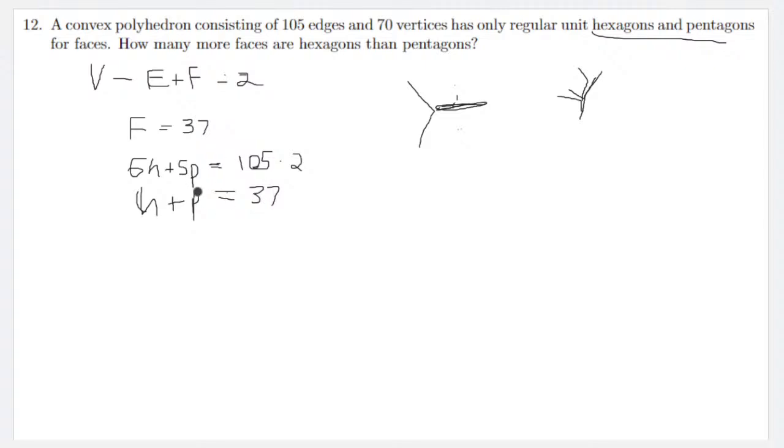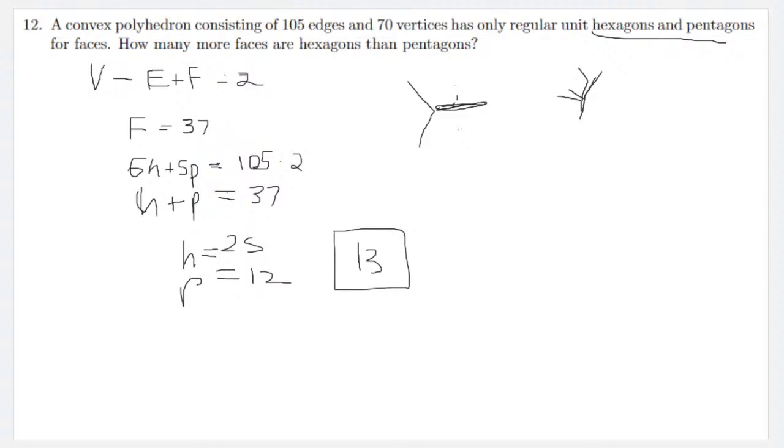So with these systems of equations, we can solve to find that H is 25 and P is 12. So there are 13 more hexagons than pentagons. And in fact, in chemistry, this shape is called the C70 fullerene. If you are curious, it is a very close cousin to the buckyball. If you've heard of that, it's just slightly elongated.